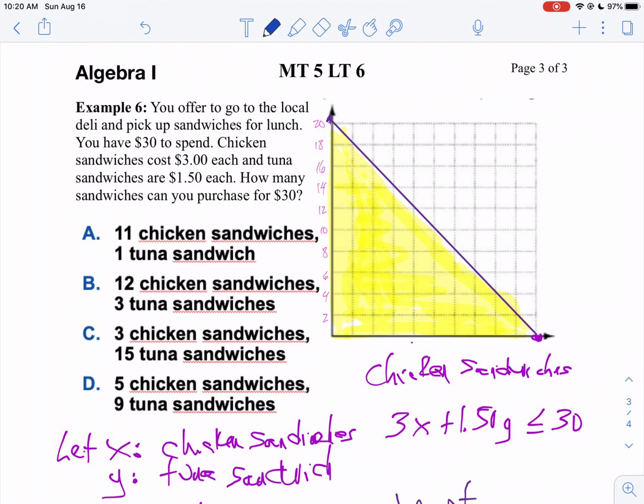Now C, you've got 3 chicken sandwiches and 15 tuna sandwiches. 3 and 15 is on the outside of your line, isn't it? So that is not true. So finally, let's try D. 5 chicken sandwiches and 9 tuna sandwiches. That is indeed in your grid. That's in your colored region. So the correct choice you should have gotten is D.